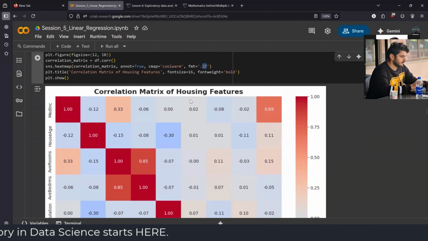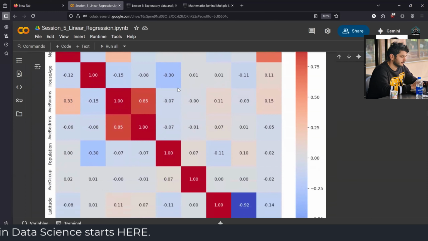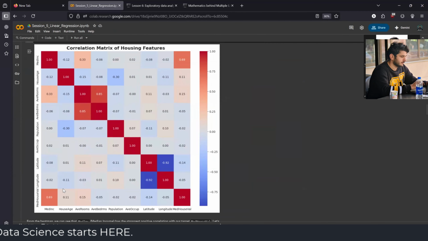Again, some minor title customization. So when we plot this, you can see our dataset contains some columns, right? And each column name will be presented on both axes, the x-axis and the y-axis. If we want to see the correlation between any two of these variables, for example, the correlation of average bedrooms with average rooms, we just look at the value in front of average bedrooms and average rooms: 0.85.